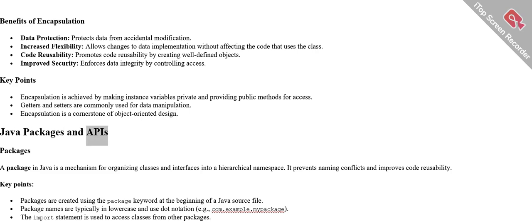Java packages and APIs. Packages. A package in Java is a mechanism for organizing classes and interfaces into a hierarchical namespace. It prevents naming conflicts and improves code reusability. Key points. Packages are created using the package keyword at the beginning of a Java source file. Package names are typically in lowercase and use dot notation, for example com.example.mypackage. The import statement is used to access classes from other packages.